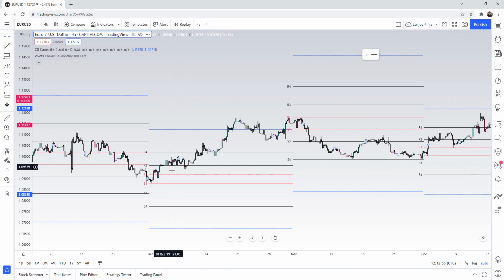I would maybe short here because it looked like it's reversing, but I tell you, you need to use also yearly Camarilla Pivot Points along with monthly, and then you will know. And then I also use moving averages, so I use different tools to tell me the direction.